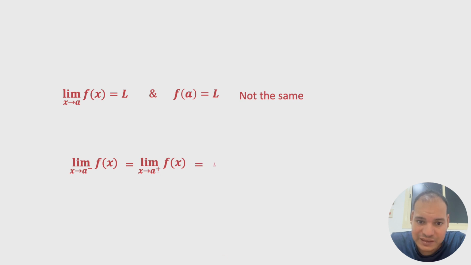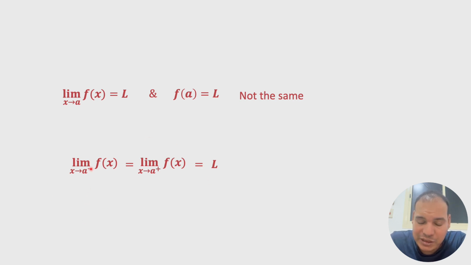If both give us the same value L, in this case we say that this function has a limit L at x equals a. This is just a mathematical way of what we did before. Nothing new till now. We are just describing what we did before.